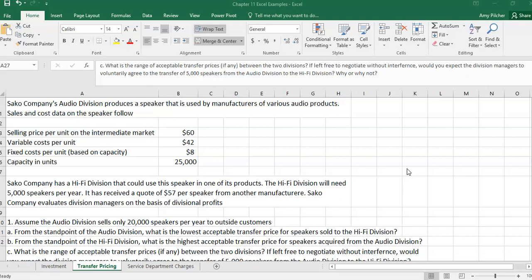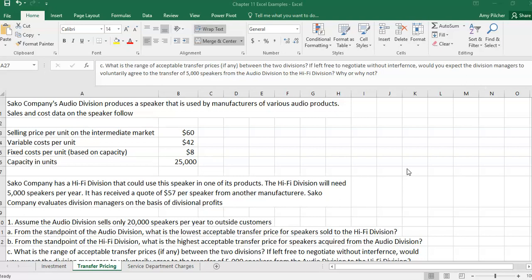They sell the speaker to the outside market for $60. They also have an internal division, the Hi-Fi division, that can use 5,000 speakers a year. The Hi-Fi division received a quote of $57 from an external supplier. So they can either purchase from the external supplier or we can do an internal transfer. Whether we do that or not depends on a lot of factors.